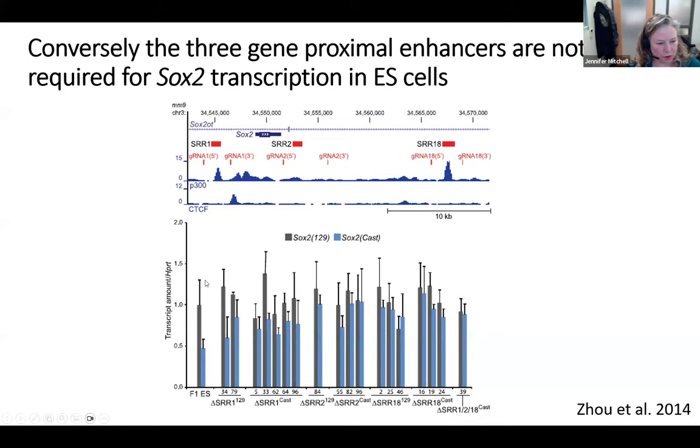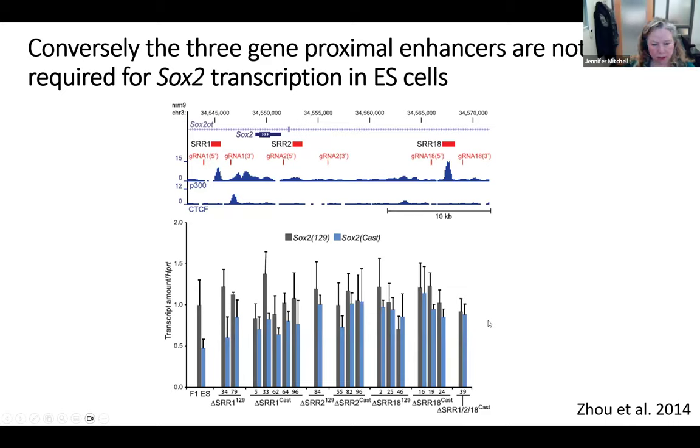So just to orient you to what I'm showing you, the expression coming from each allele, from the 129 allele in gray and the cast allele in blue. And if you look across all of these deletions, you see really no significant disruption to gene expression. And even in this case over here, where we've deleted this upstream region and this entire downstream region, we see no effect on SOX2 transcription.